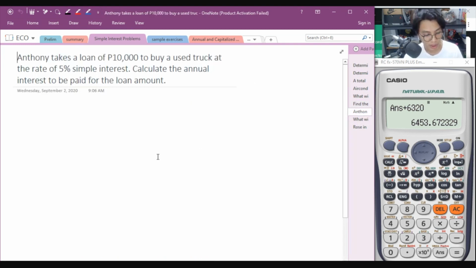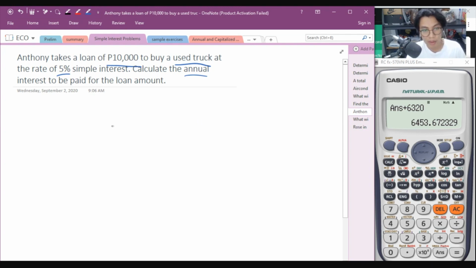How about this next problem? Very basic lang. Anthony takes a loan of 10,000 pesos to buy a used truck at a rate of 5% simple interest. Calculate the annual interest to be paid for the loan amount. So, yung magiging interest in a period of 1 year.